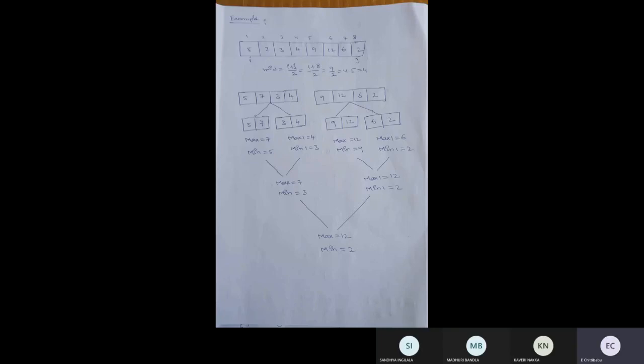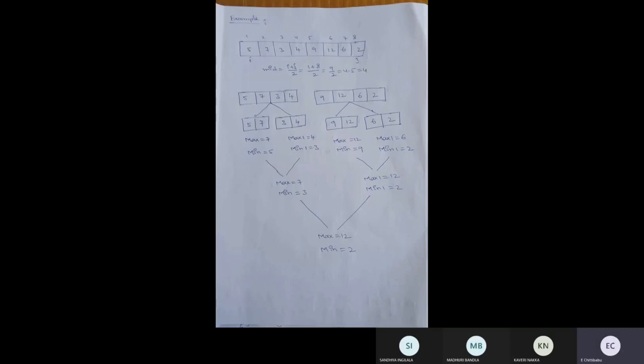Next, you go to the right side. First compare the maximum value and max1 value. Max1 value is 12, sir. Maximum value equal to 12. Next, comparison of min and min1. 2, sir. Minimum1 equal to 2.